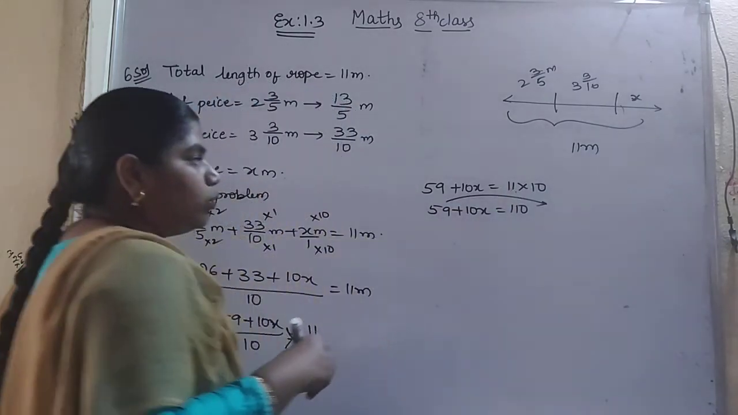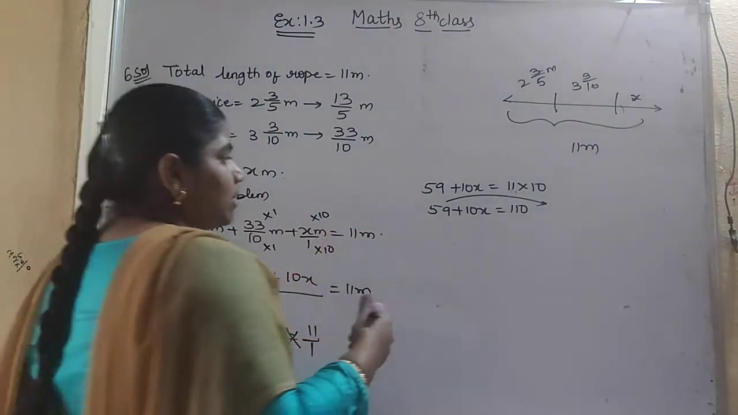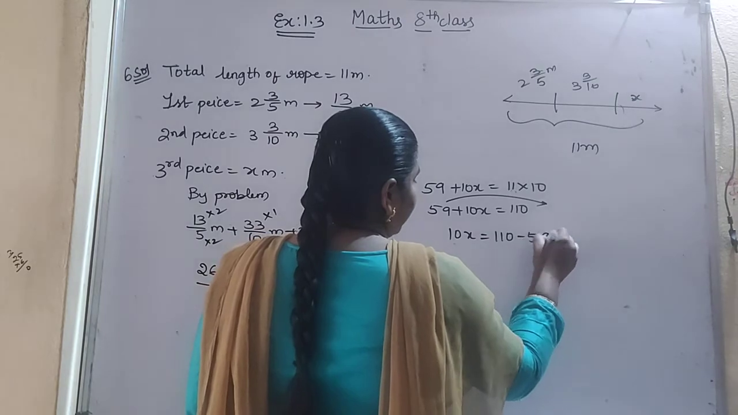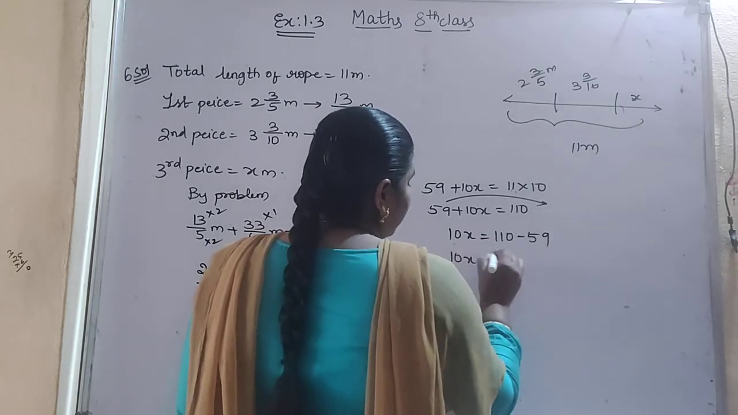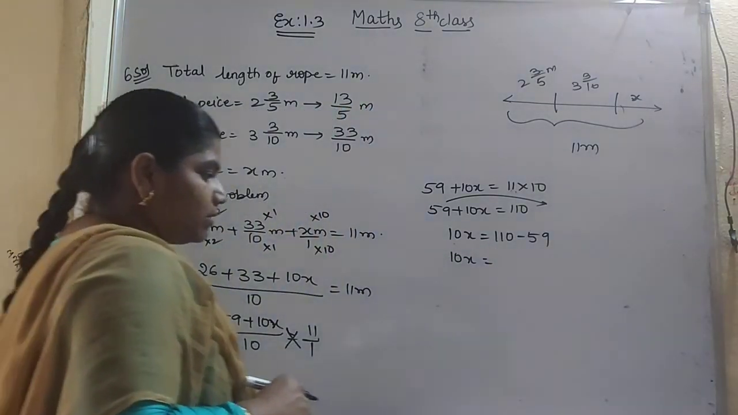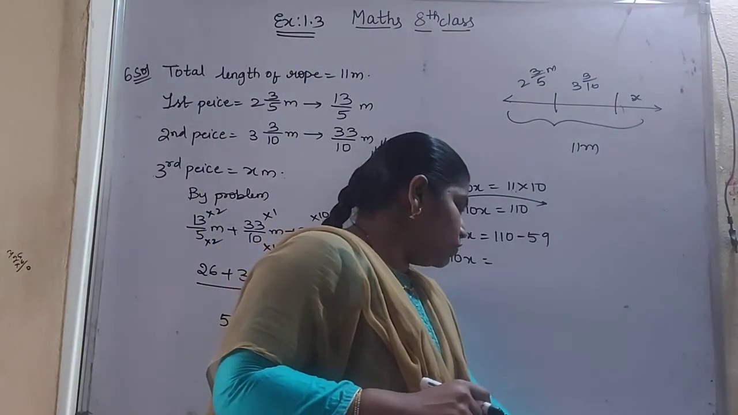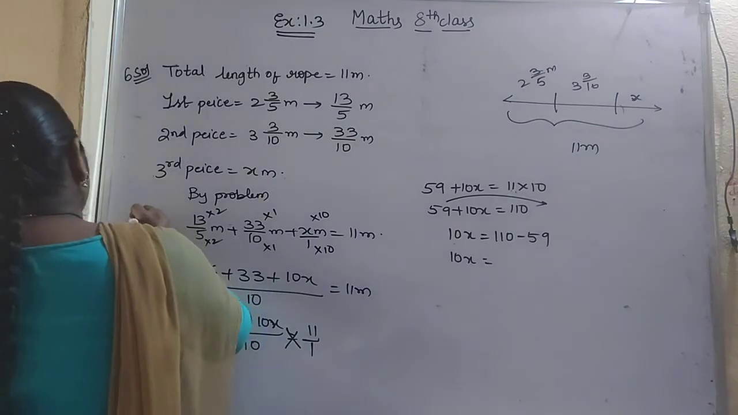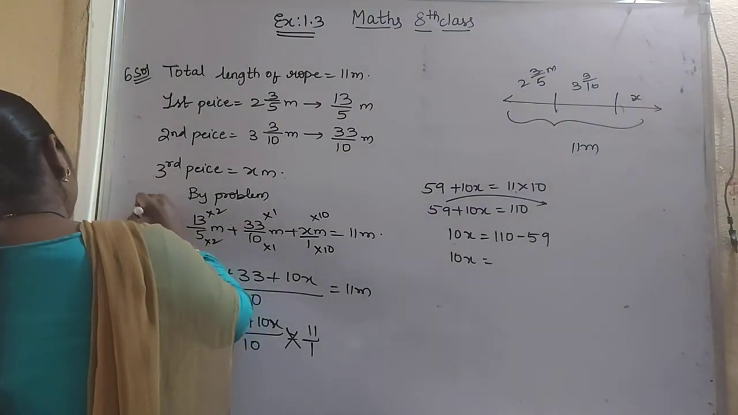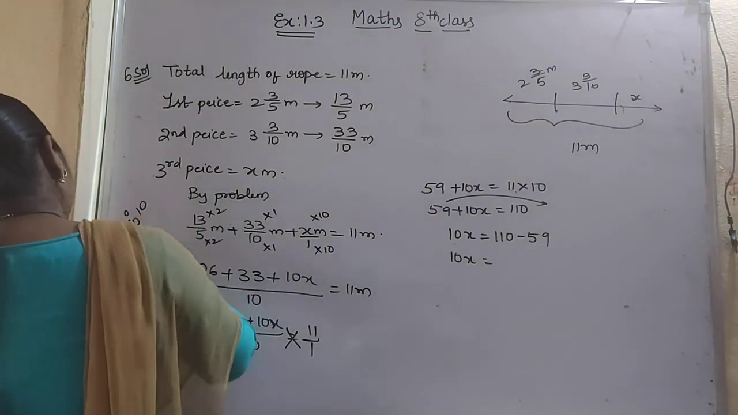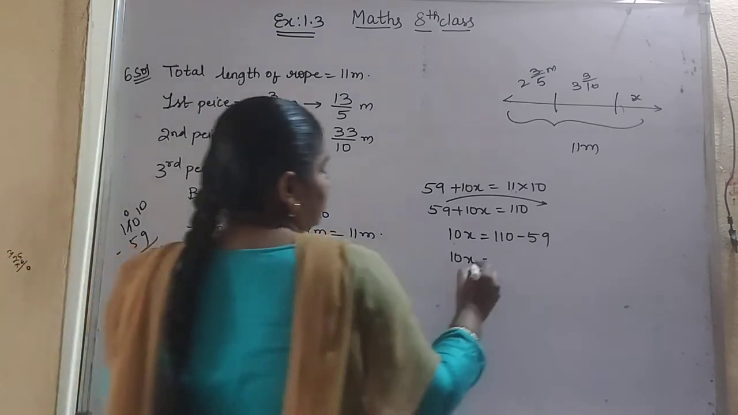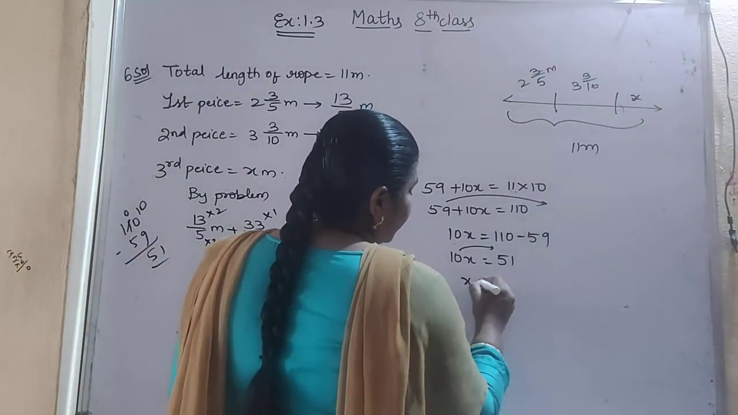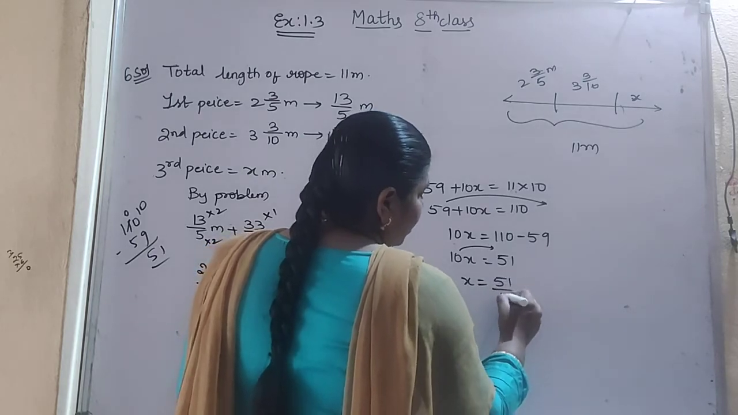Transpose 59 to other side, so that will become subtraction. So 10x is equals to 110 minus 59. So 10x is equals to 110 minus 59 is how much? That will be equals to 51. So 51, transpose 10 to other side, so x is equals to 51/10.